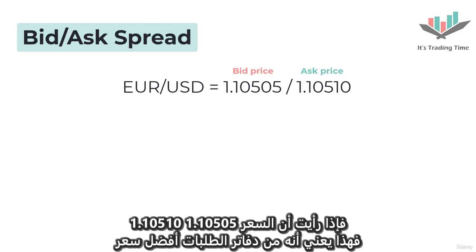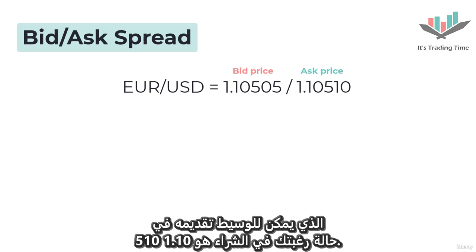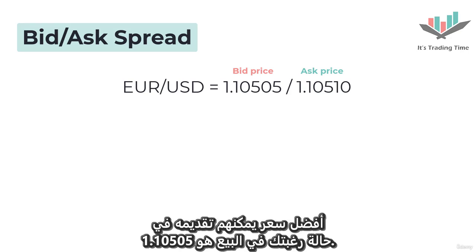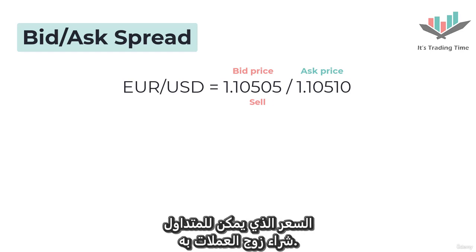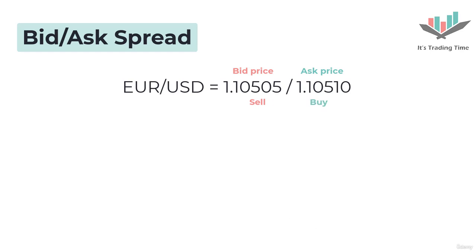So if you see that the price is 1.10505, 1.10510, it means that from their order books, the best price that the broker can offer in case you want to buy is 1.10510. The best price they can offer in case you want to sell is 1.10505. So the bid price is the price at which a trader can sell the currency pair, while the ask price is the price at which a trader can buy the currency pair.